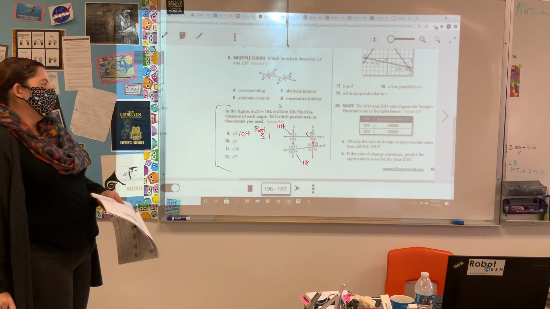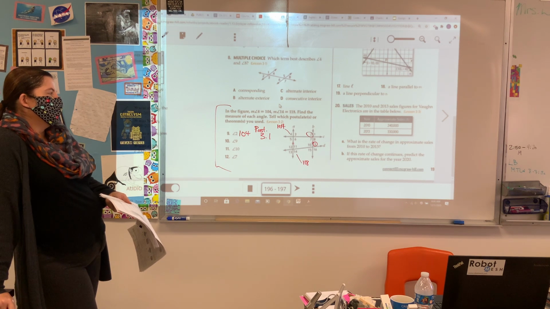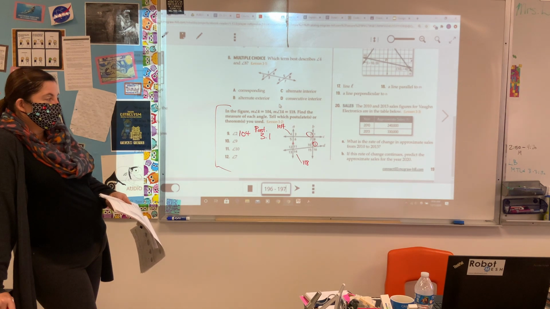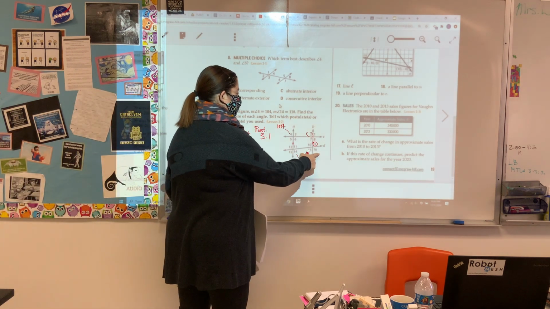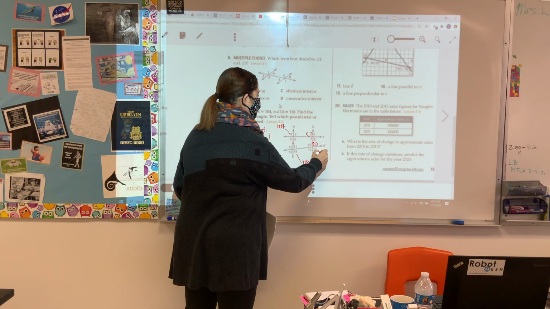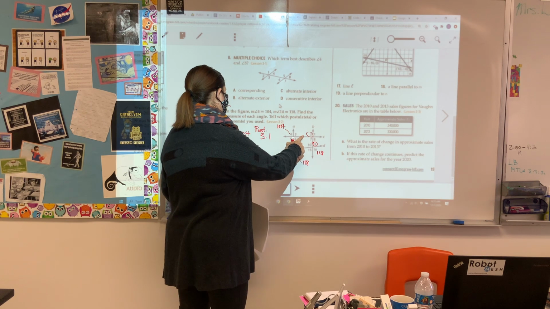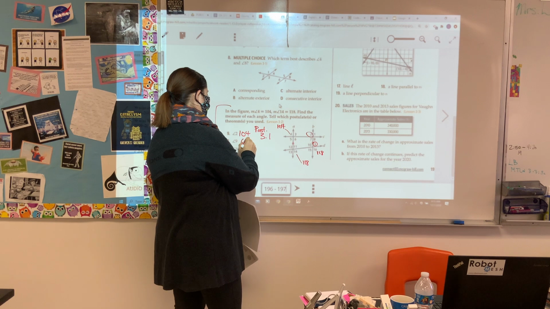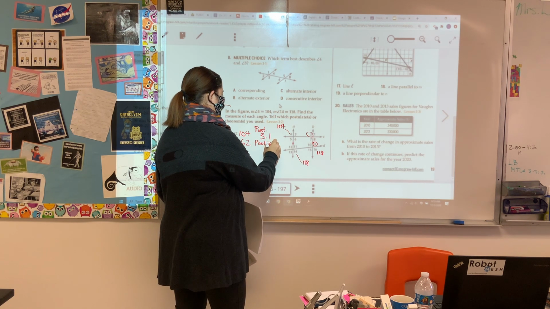Why did you get 62? Okay, because 14 corresponds to 16, and then 16 and 9 have to add up to 180. So he says that this is 118 because they're corresponding, just like this one was, and then you would subtract 118 from 180, and you would get 62. Okay, so we're using postulate 3.1 again.